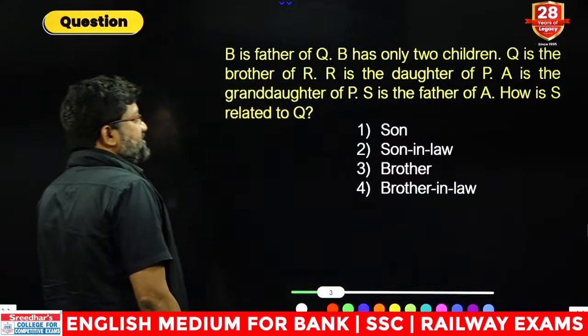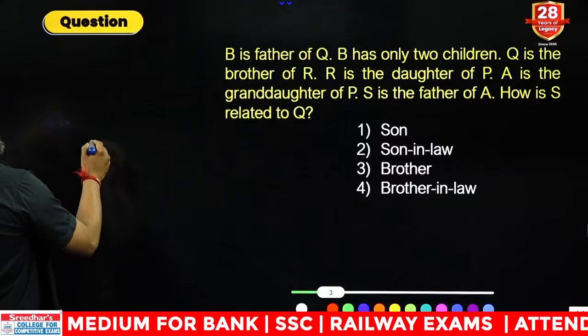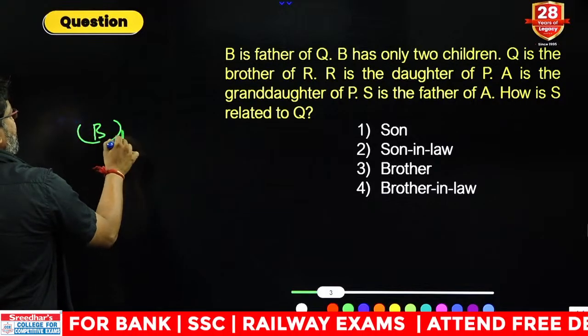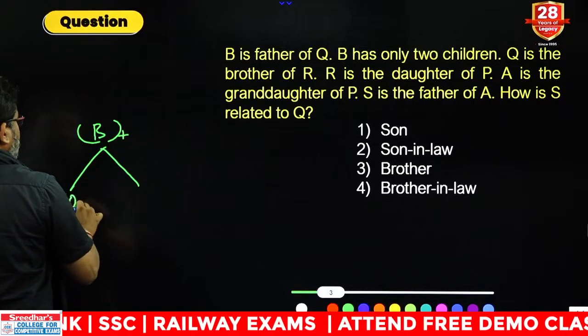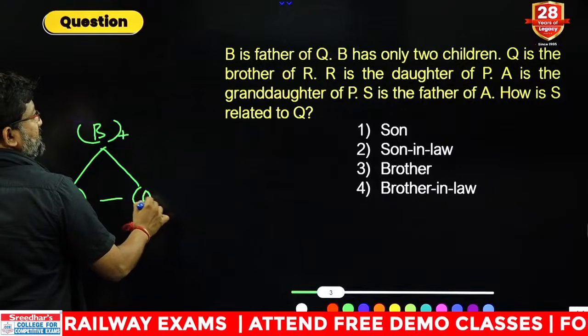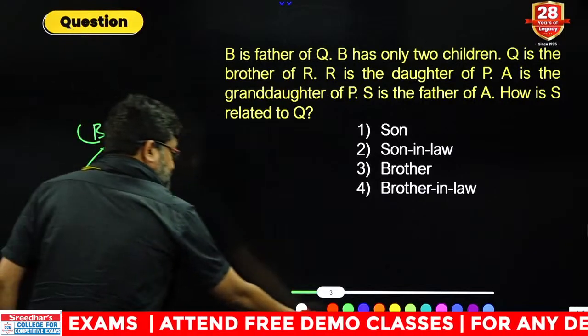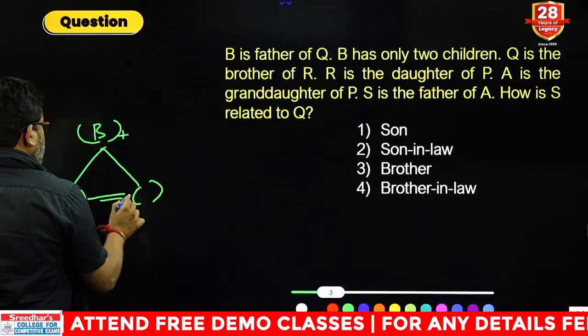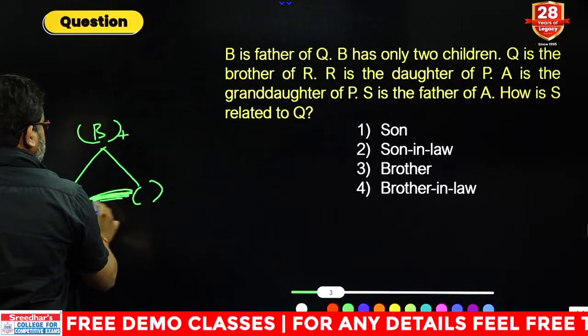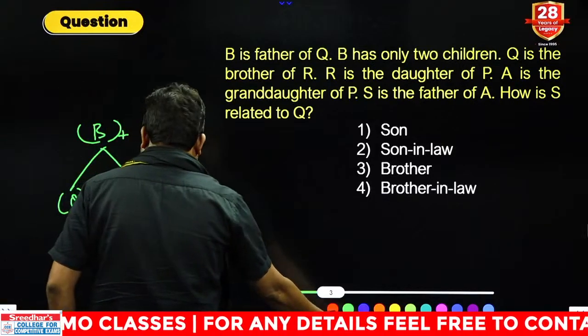Chalo, next. He says B is the father of Q. Q has only 2 children. How many children does Q have? Only 2 children. Wait a second.